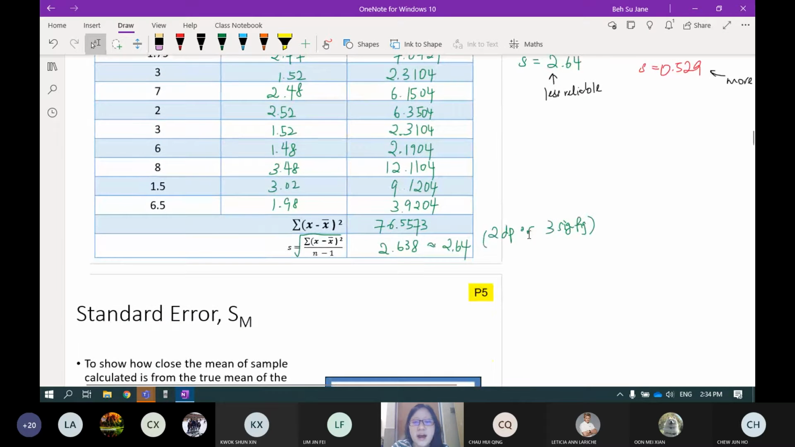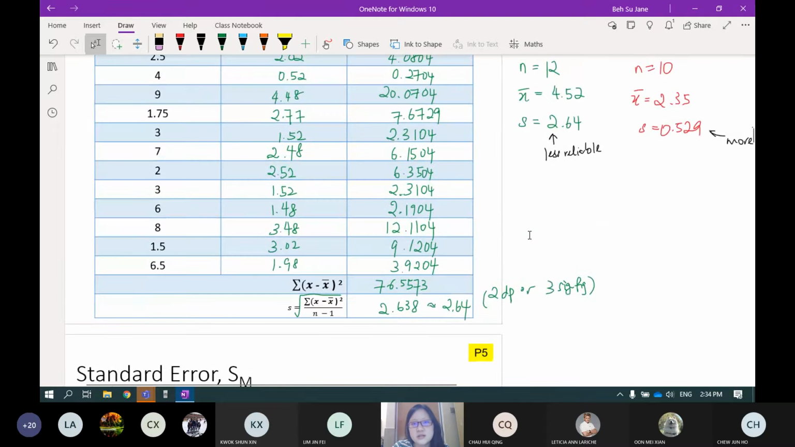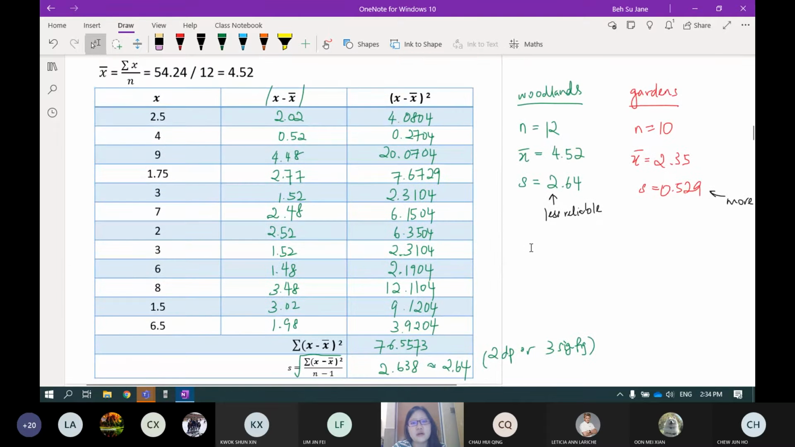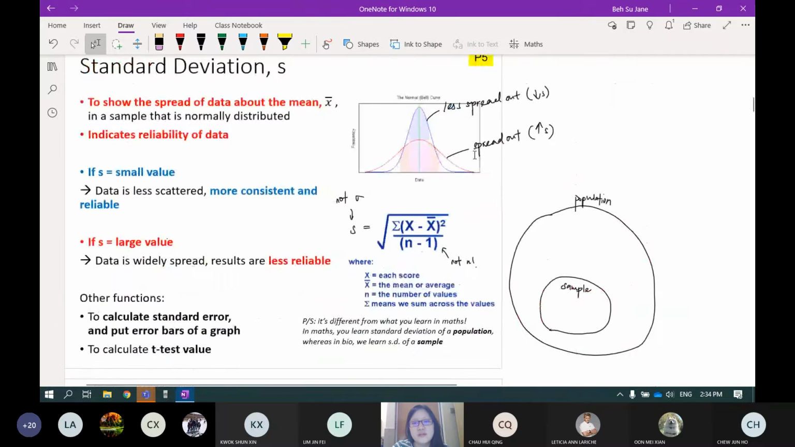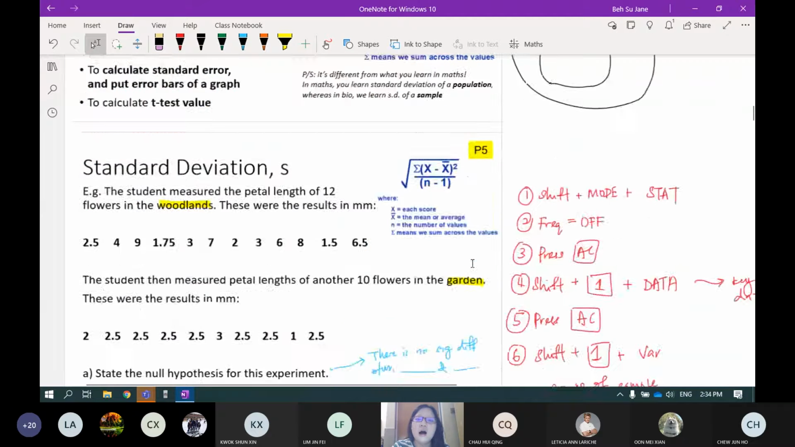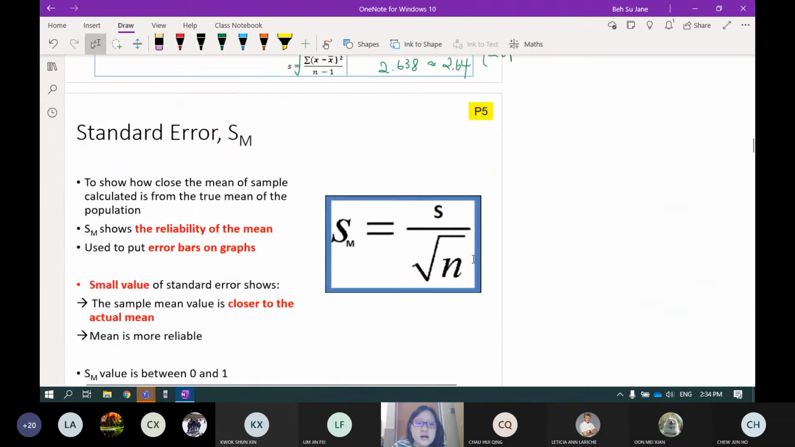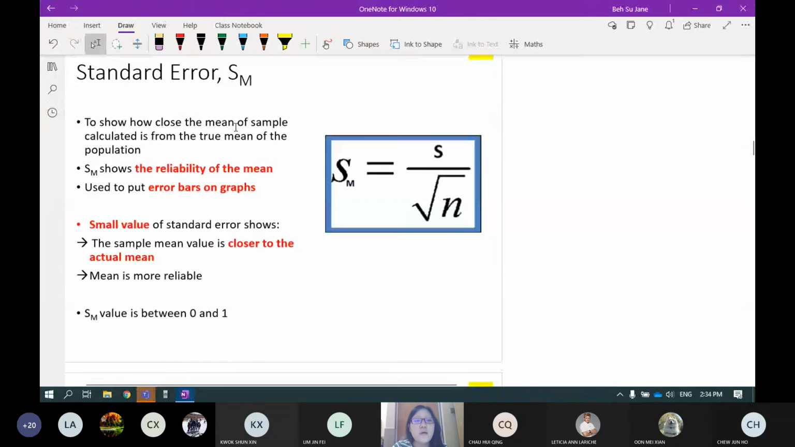Now we're going to move on to standard error. Standard deviation, as I said, is the spread of data around the mean. We only look for the sample standard deviation, which has a different equation from the population standard deviation. Now let's look at the standard error. The standard error tells us how close the mean of the sample calculated is to the true mean of the population. What does this mean?